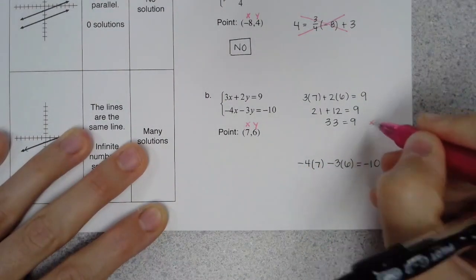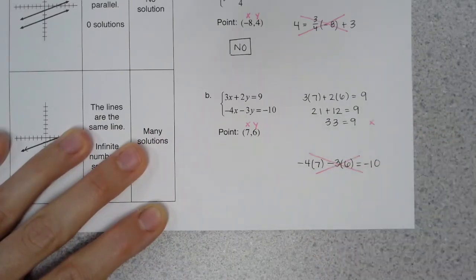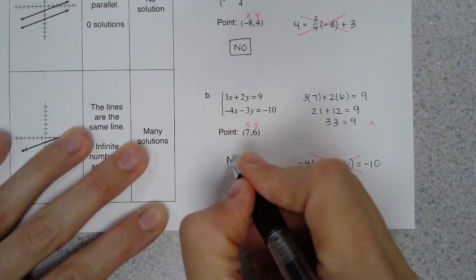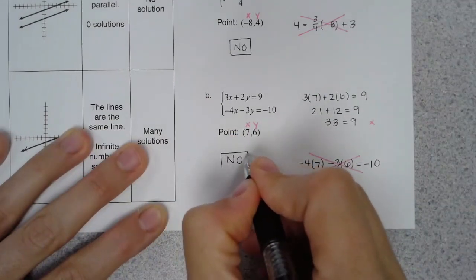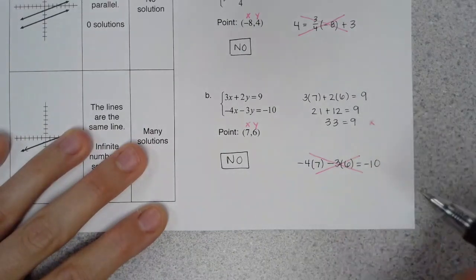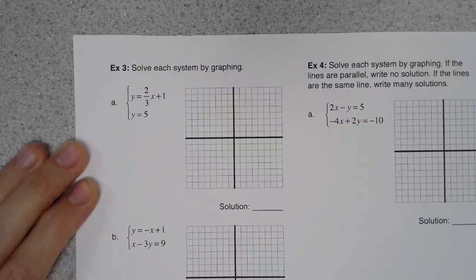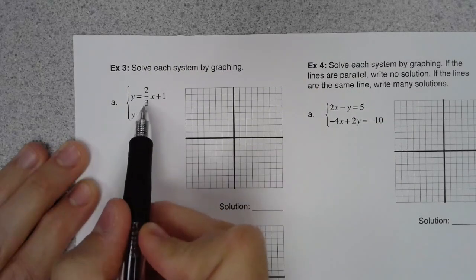So again, on this one, since that does not work out to be true, I don't even have to bother doing the second one. I already know that the answer to the question is no. That point is not the solution to that system of equations. It has to be a yes in this one and a yes in this one for the answer to the question to be yes.